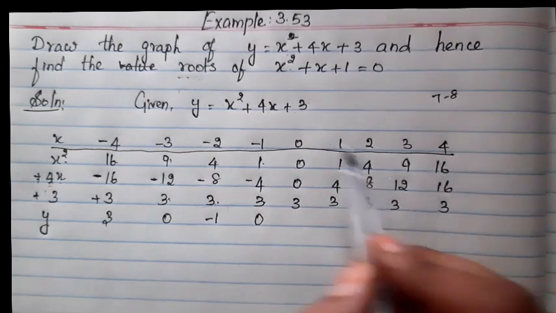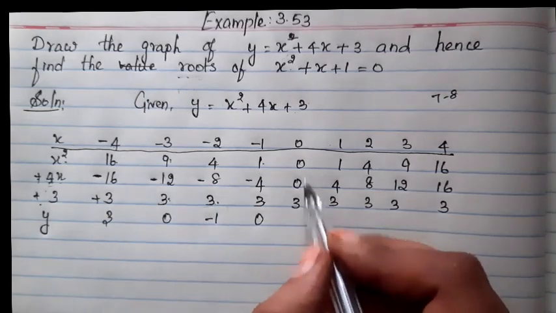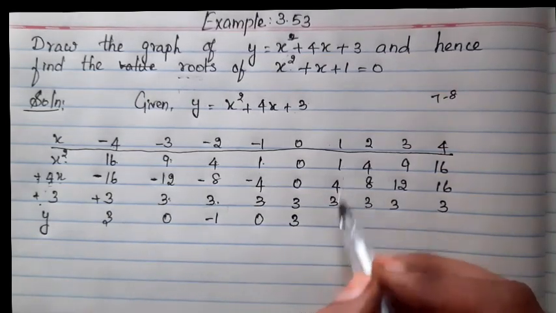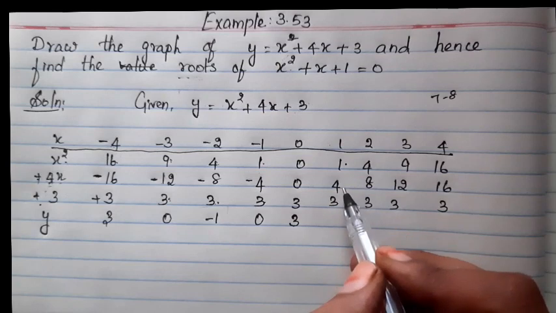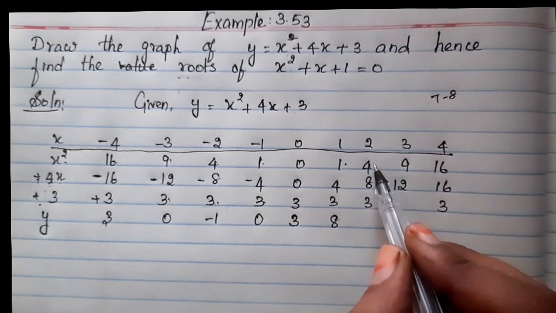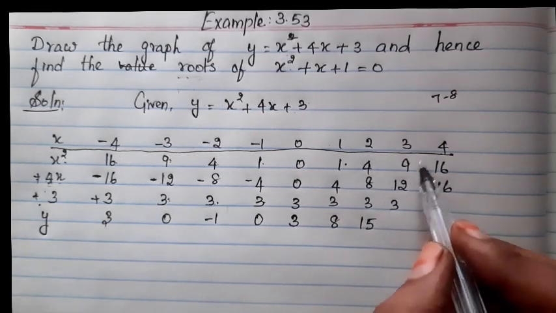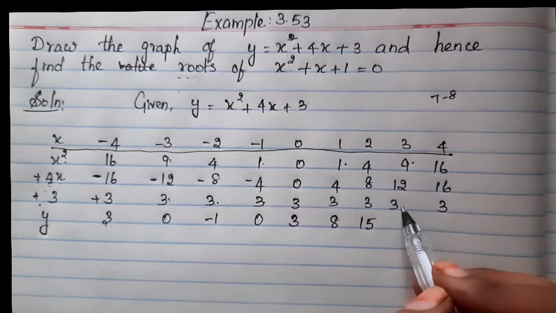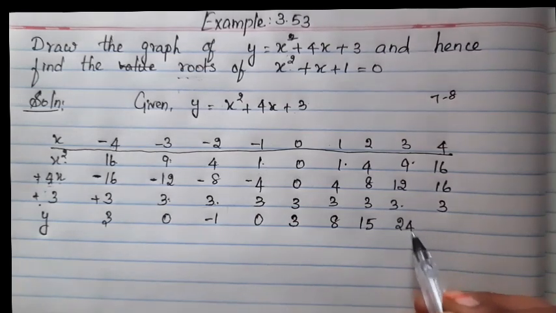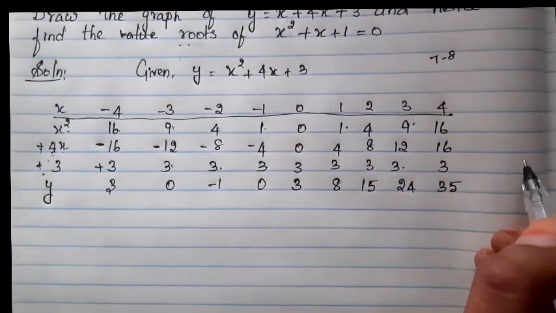Don't forget, you should not take this value. You need only these values. Then here is 3. Then everything is positive. Just you can add it. 1 plus 4, 5. 5 plus 3, 8. Then 4 plus 8, 12. 12 plus 3, 15. Then 9 plus 3, 12, 12 plus 12, 24. Then it is 35.